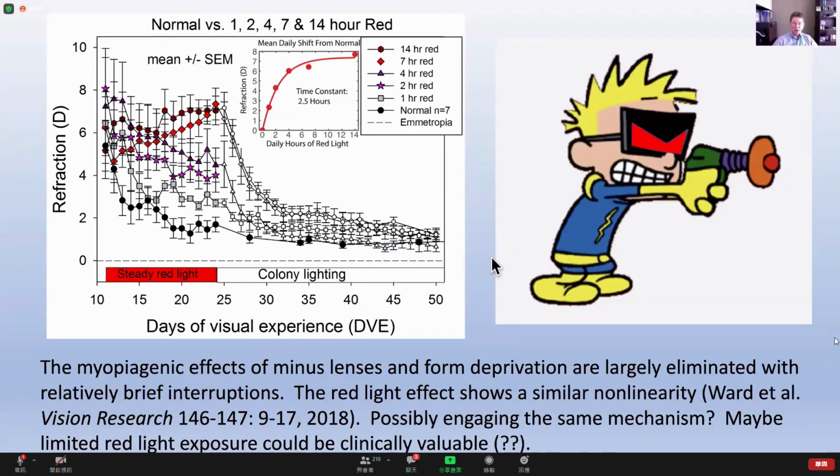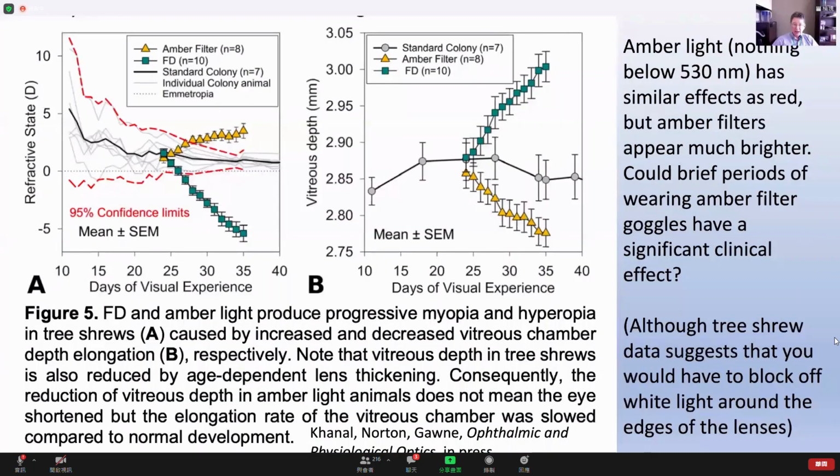So could red light exposure be clinically valuable? Could we have kids wear red goggles, not all day, of course, but just for short periods of time? Red is a little dim, however. When you put red filters on, things get really dark. So we thought, well, what about amber? If we have amber filters, say like this, they basically cut off everything below 530 nanometers. So it's much brighter, much nicer to look through.